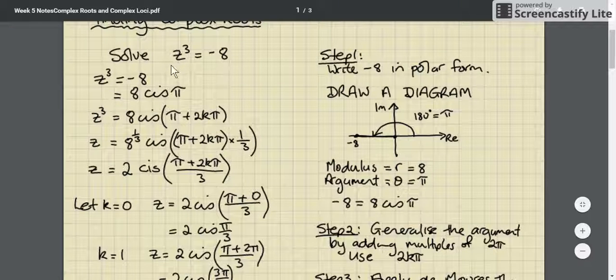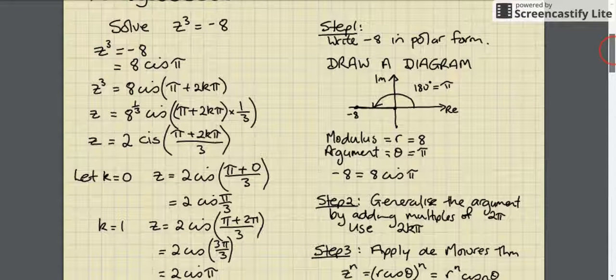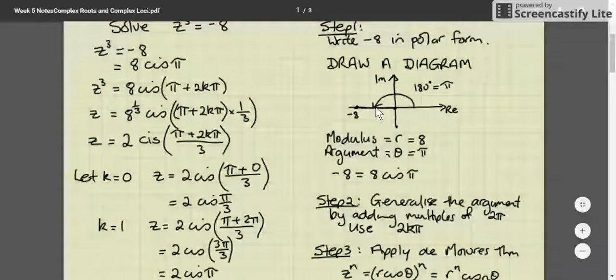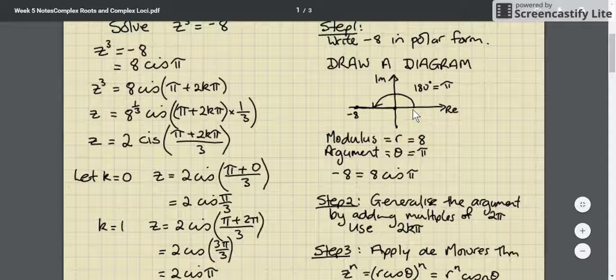So the equation is z cubed equals -8. Now there's 4 steps that we follow in this process. The first step, as we were doing last week, is writing the complex number in polar form. It's important to draw yourself a diagram so that you get the argument correct. You can see from the diagram that the modulus of -8 is 8. Notice it's positive, and the argument is pi.